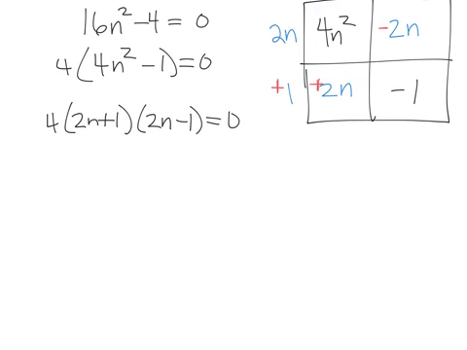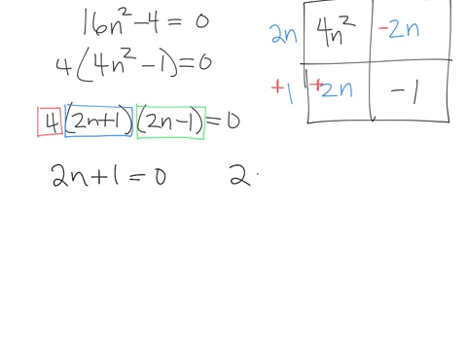So we've got 3 numbers being multiplied. We've got 4 times 2n plus 1 times 2n minus 1, and that all equals 0. So one of these has to equal 0 in order for the answer to be 0. Well, 4 definitely cannot be 0 because 4 is 4. So that means either 2n plus 1 is equal to 0 or 2n minus 1 is equal to 0.